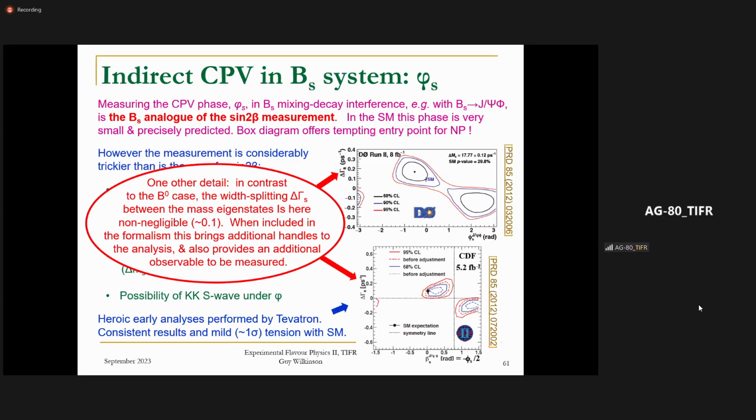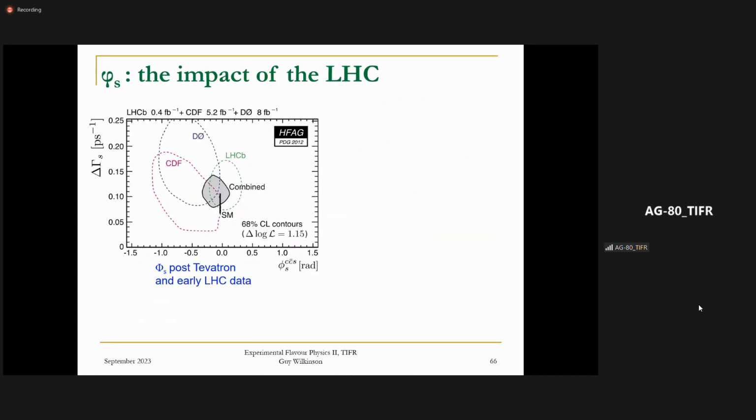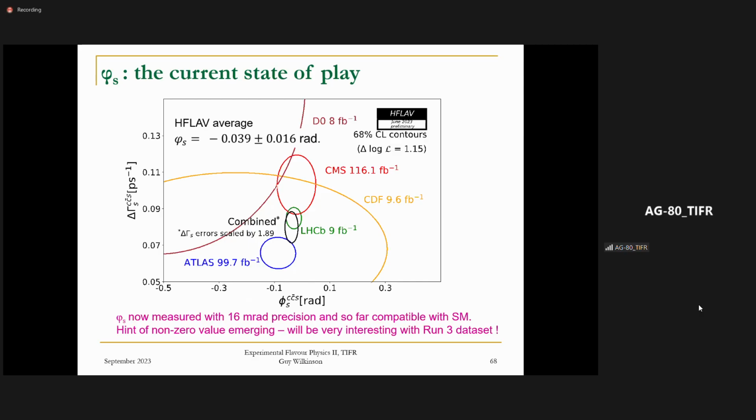The measurements are very interesting. You make it with Bs to J/psi phi. It has a long history, but this is where we are at the moment. This is the value of phi s plotted against the width splitting in the Bs system, which is finite. In the standard model, you expect this phase to be very, very close to zero, but not exactly zero. And this green shows you the latest measurement from LHCb, and this is about 2 sigma from zero.